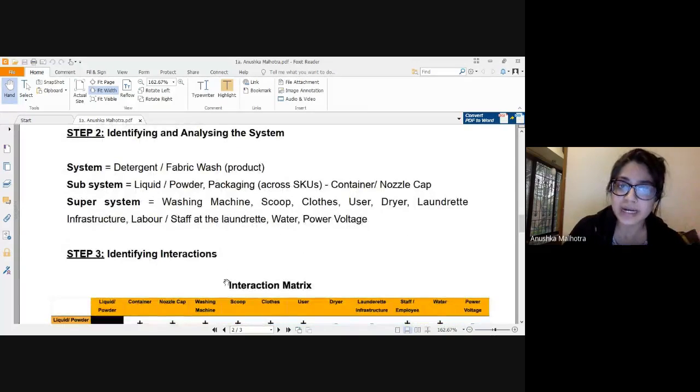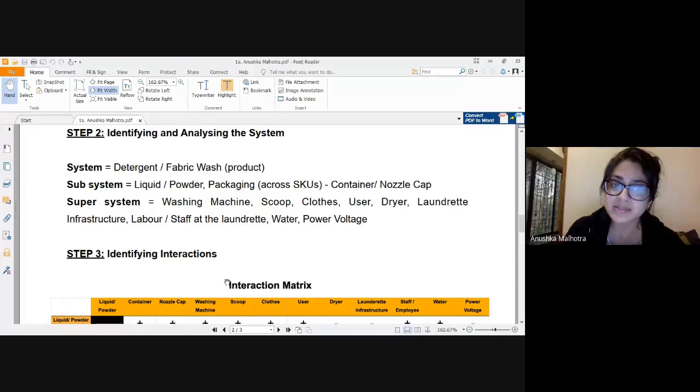The next step is to identify and analyze the system. So now the system identified here is the detergent or your fabric wash, which is the product. The subsystem would be your liquid or the powder that is being used. That includes the ingredients as well that the liquid and the powder is made up of. The packaging, which is across the different SKUs. And I've taken the container and the nozzle cap as the subsystem.